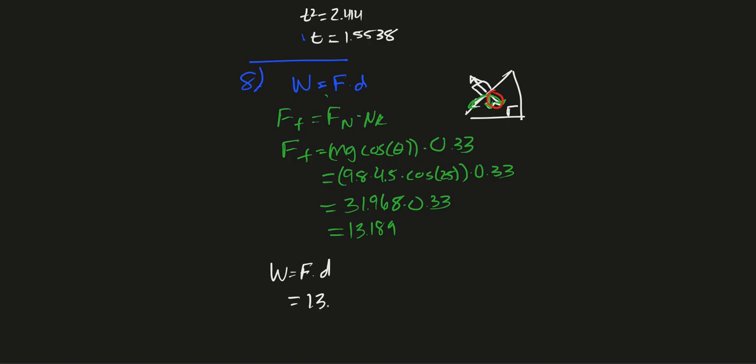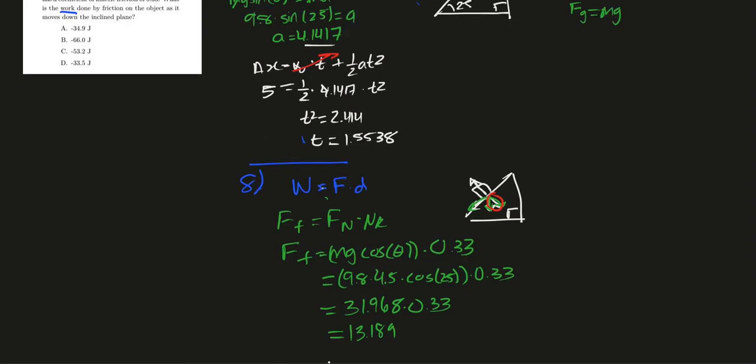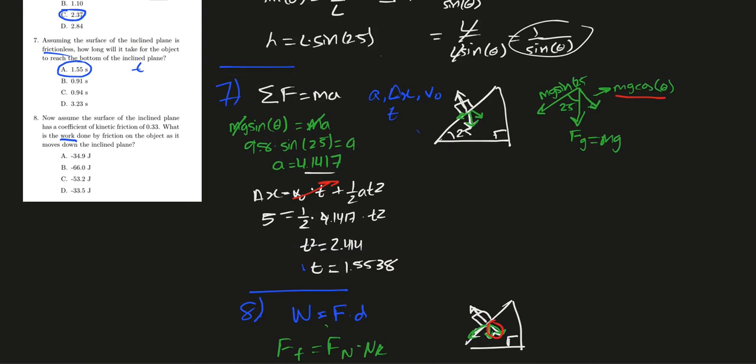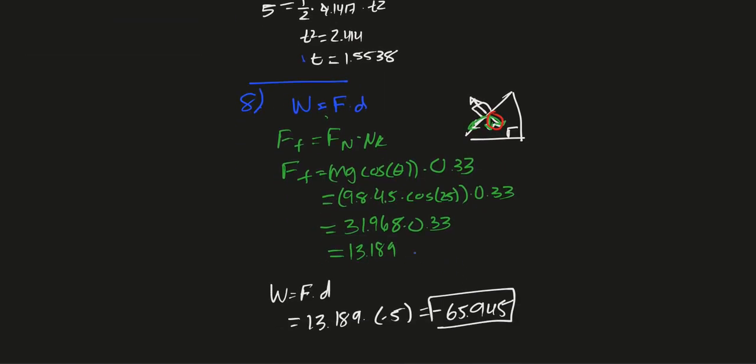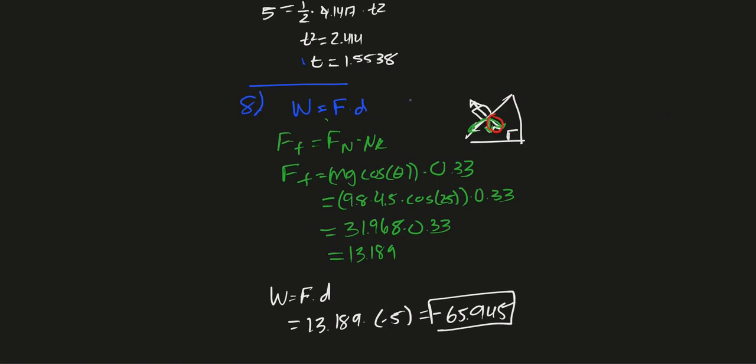So 13.189 times -5 is equal to roughly -65.945. And this is our answer. Let's check if it matches one of our answer choices. Yes, it roughly matches B, which is a rounded version of this value.